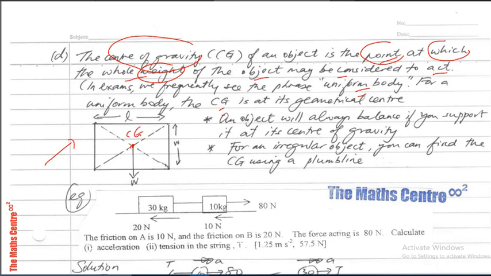Through the CG, the whole weight of the object may be considered to act. That's what I mean by this W here. The whole weight acts through the CG. An object will always balance if you support it at its center of gravity. Now, for an irregular object, you can find the CG using a plumb line. We're not going to discuss it here, but just take note of it.